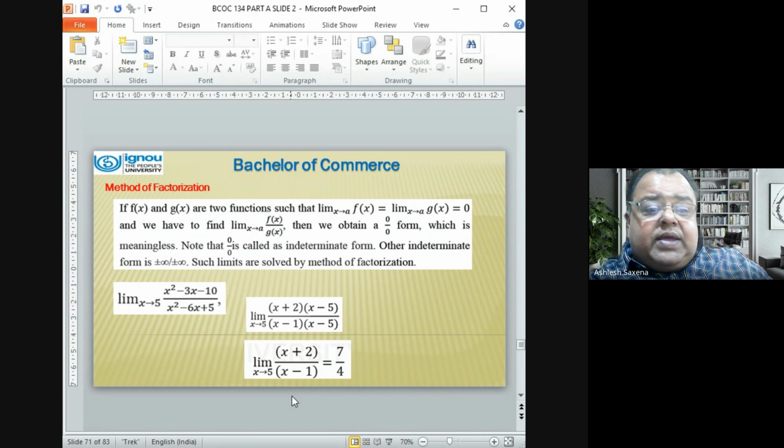Now you have seen it. The actual problem was in the form of 0 by 0, and after factorizing it, you have reduced that problem to 7 by 4.